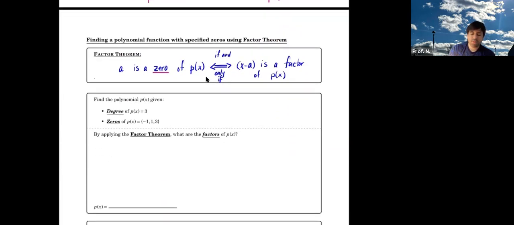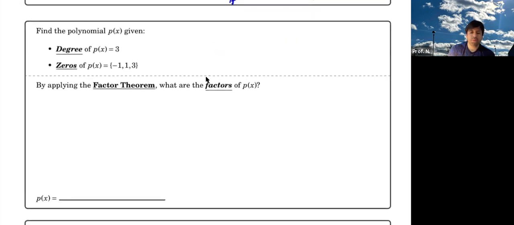So now look what we're going to be doing. We're going to be finding polynomials given the zeros. So what do we know? We know that x equals negative 1 is a 0. We know that x equals 1 is a 0. And we know that x equals 3 is a 0.